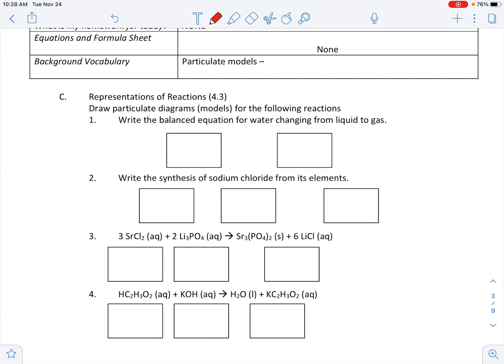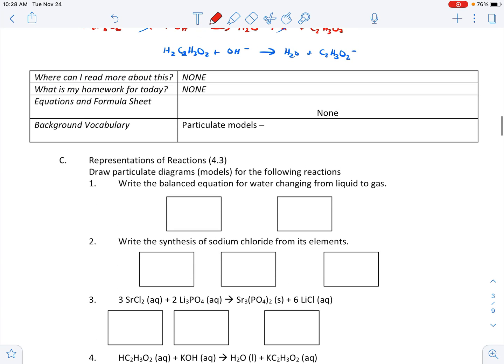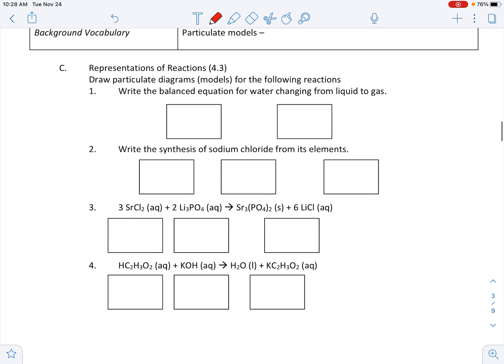Hey, AP Chem students, this is time for a real quick short one. Unfortunately, there's not a lot of places to read about this because it's kind of spread out throughout the book, but the positive is there is no homework for today. Remember particulate models or particulate diagrams, that's what we're doing today. So let's see if we can't put that together.